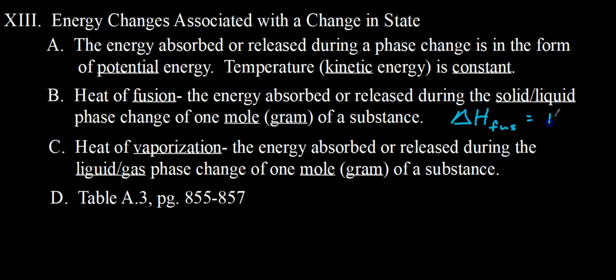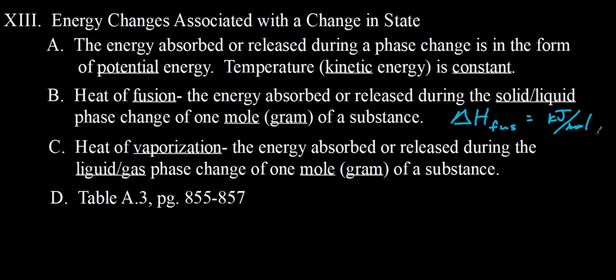Usually heat of fusion is given in kilojoules per mole of the substance undergoing the change. The constants in our book, I believe, are all in kilojoules per mole, but sometimes it could be in joules per gram. So let me restate that again. Anytime a substance is either melting or freezing, we can use the heat of fusion to calculate the amount of energy involved in that process. So melting is endothermic, freezing is exothermic. Either way, heat of fusion.